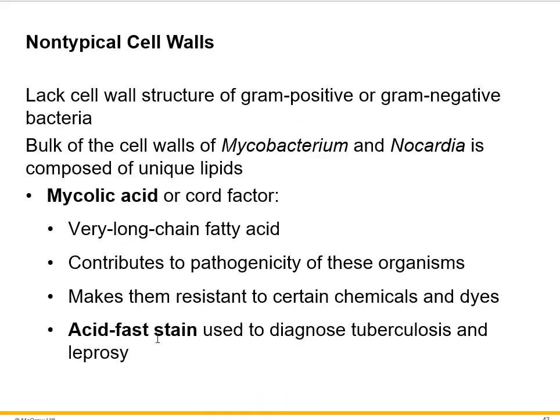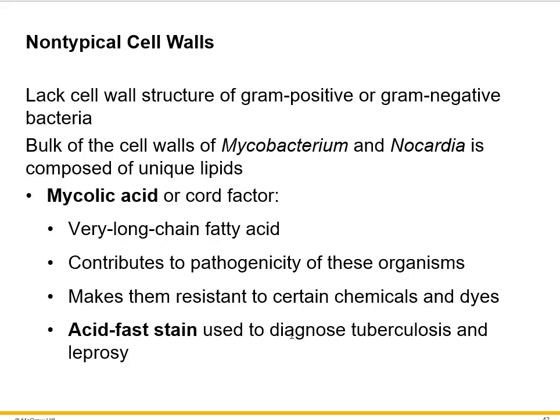So non-typical cell walls, they don't really have that structure of the gram-positive or gram-negative, but most of the ones that are non-typical are these Mycobacterium and Nocardia, which are called acid-fast. And we use an acid-fast stain to identify them. That's why they're called acid-fast bacteria. But they have this mycolic acid, which is a very long fatty acid chain, and it makes it very waxy, and it's resistant to chemicals and dyes.